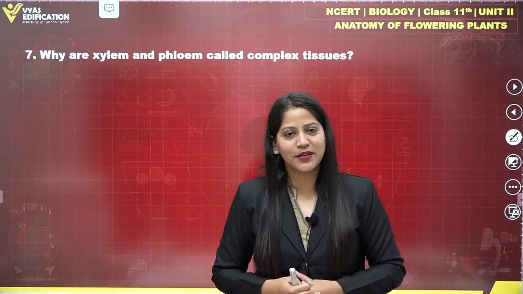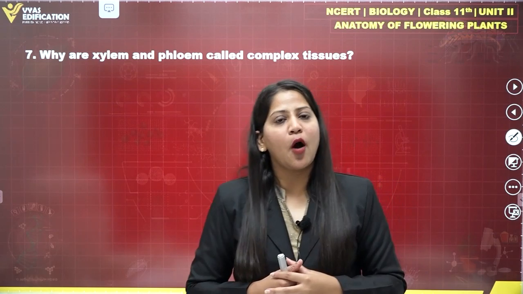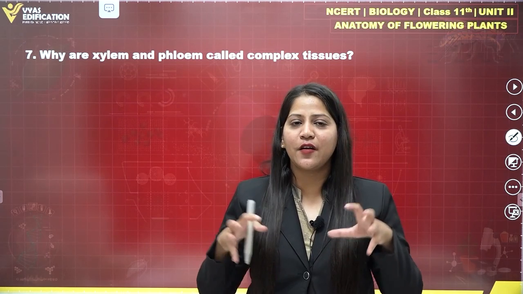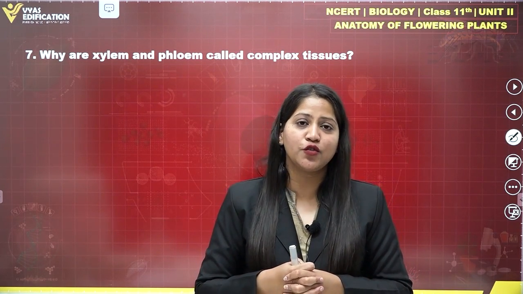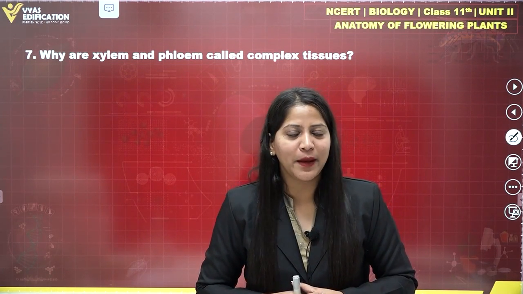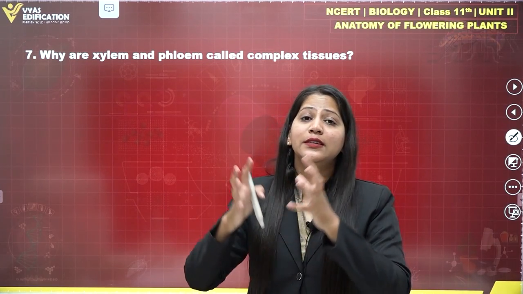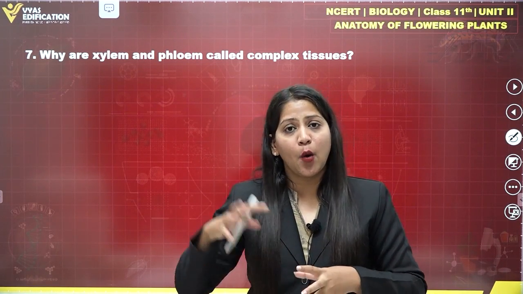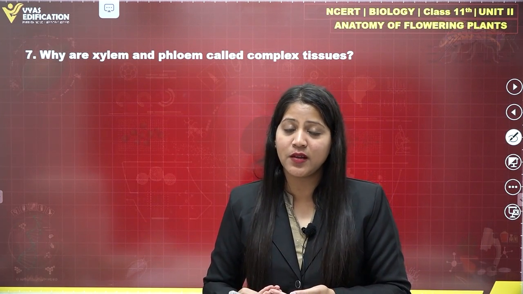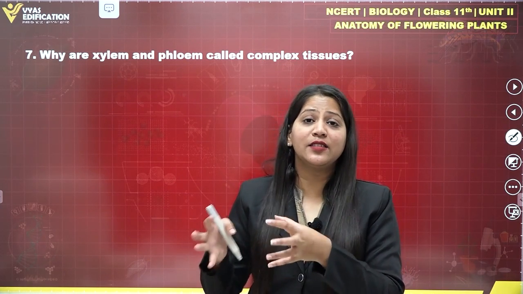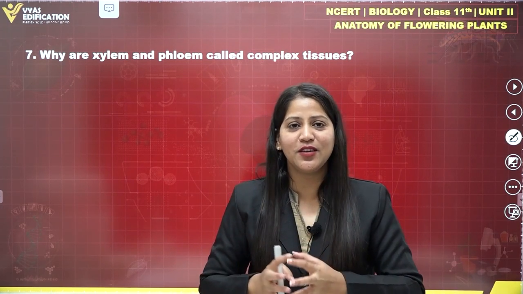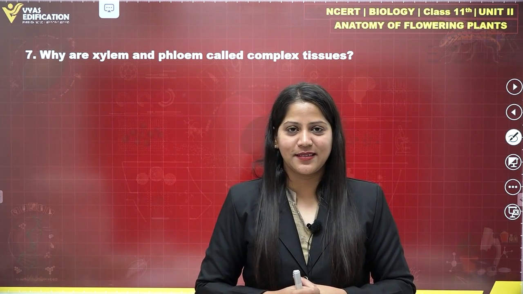So the answer to this question is, xylem and phloem are known as complex tissues because they are made up of different kinds of cells. And the arrangement of different kinds of cells together to form a tissue known as xylem and phloem, that is why they are known as complex tissues. Now all these different kinds of cells which are making up xylem and phloem tissues as a complex tissue, all these different cells are working together in a coordinated manner and as a unit to perform various kinds of functions.